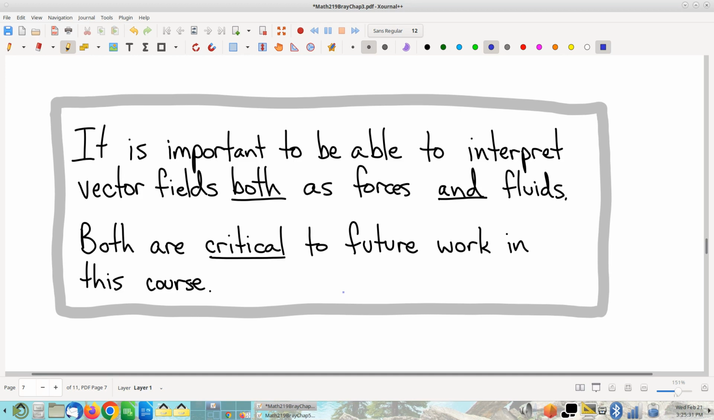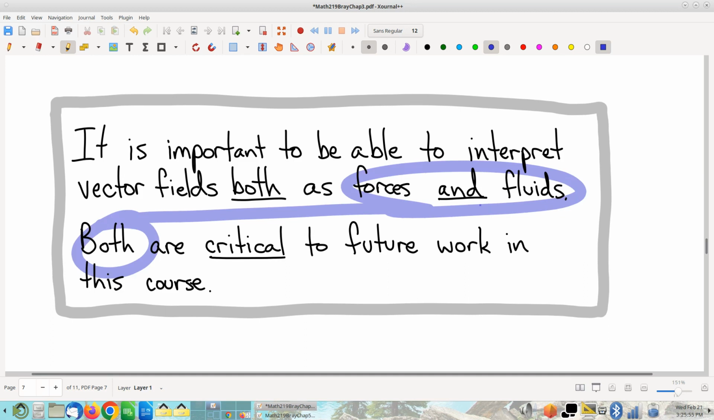And a lot of students might decide that they find one or the other of these to be more intuitively satisfying, something they feel a little bit more comfortable with, and then make the mistaken choice to always think about vector fields in terms of fluids, or to always think about vector fields in terms of forces. I want to emphasize you can't do that. Both of these are really, really important to stuff that we're going to do later in chapters 6 and 7.